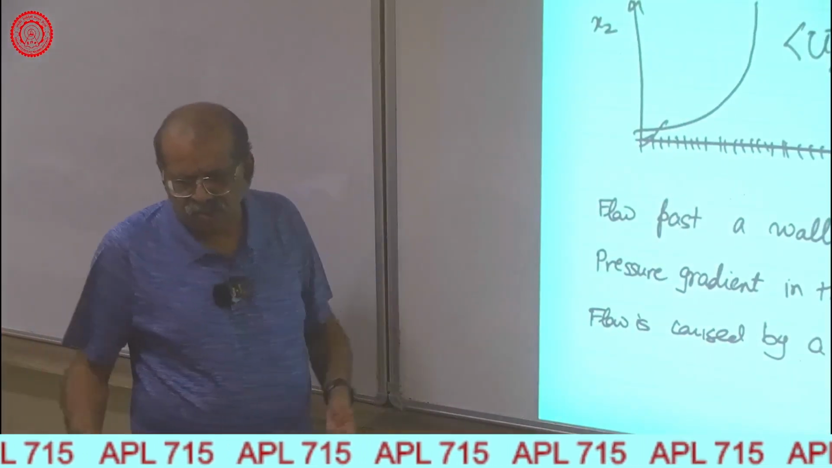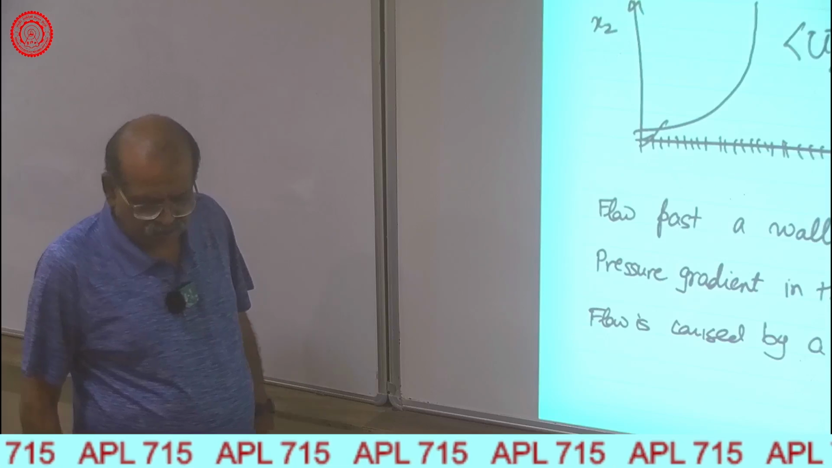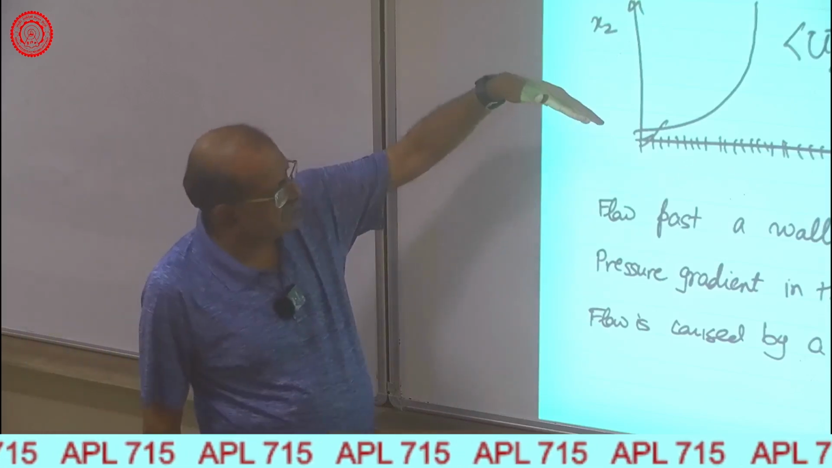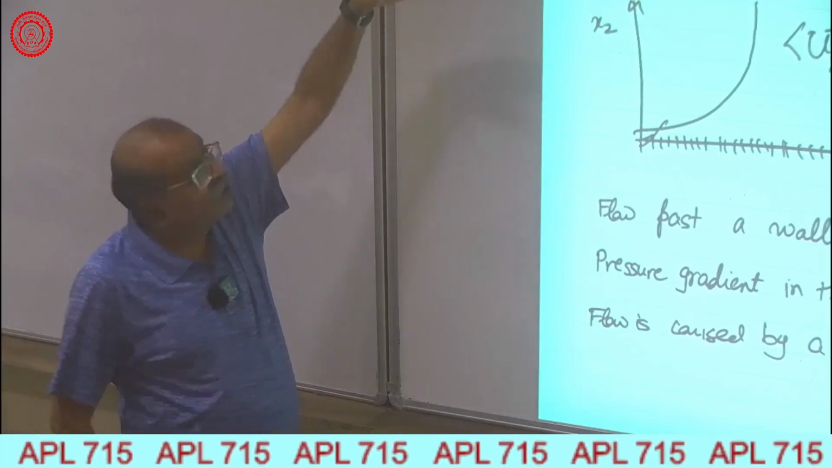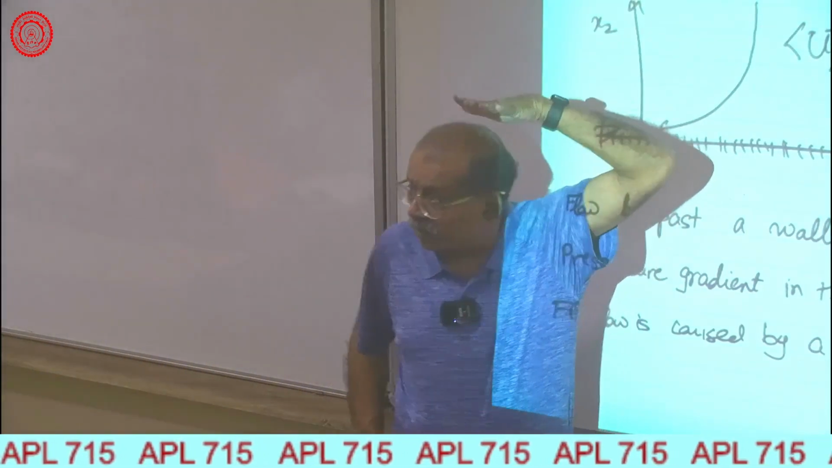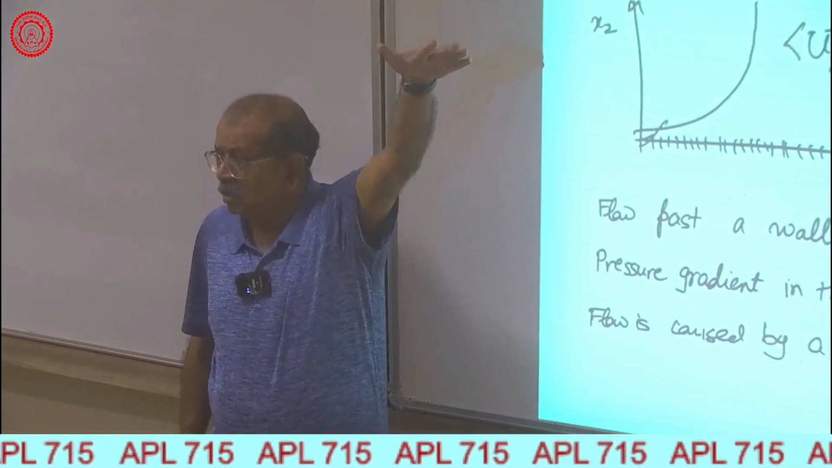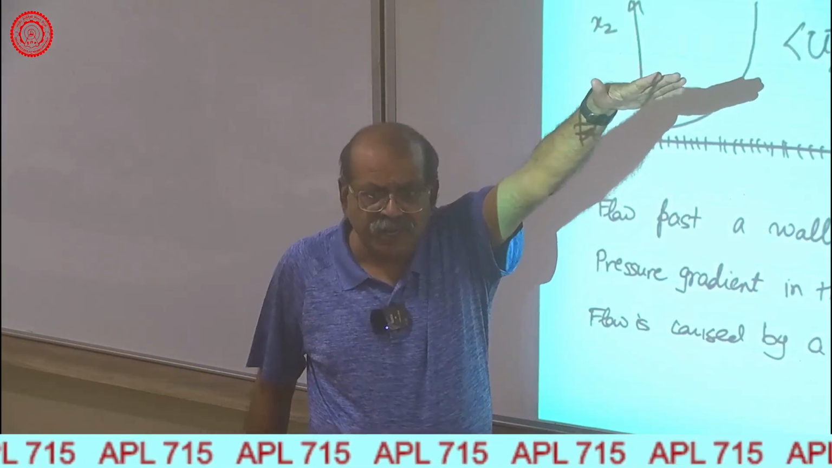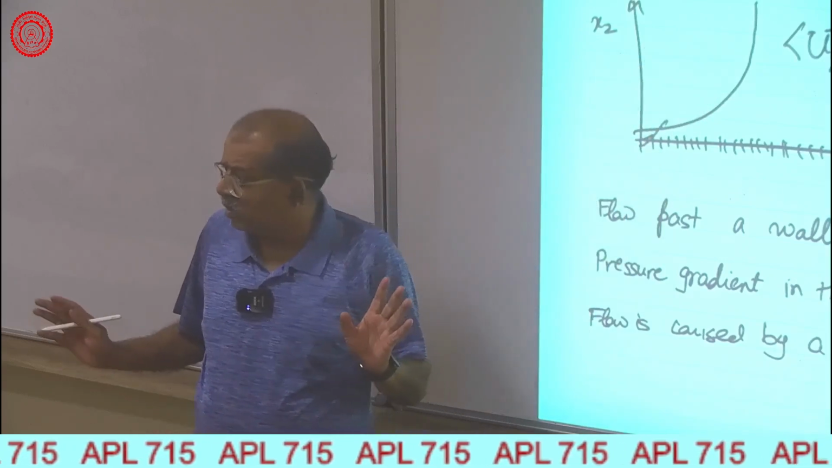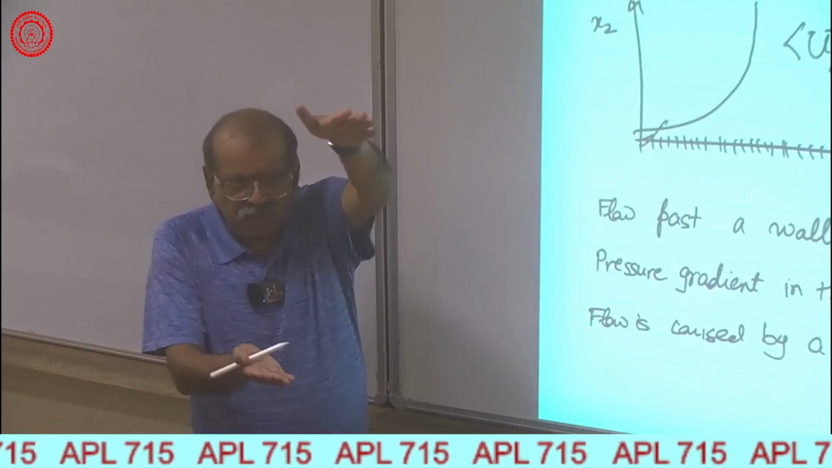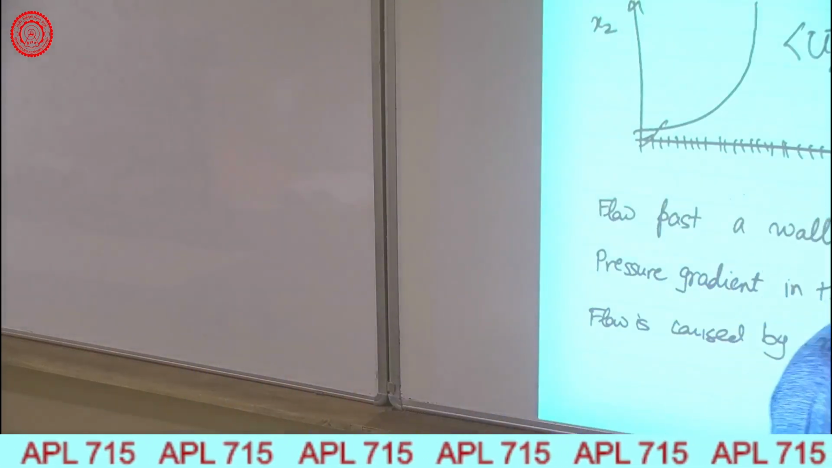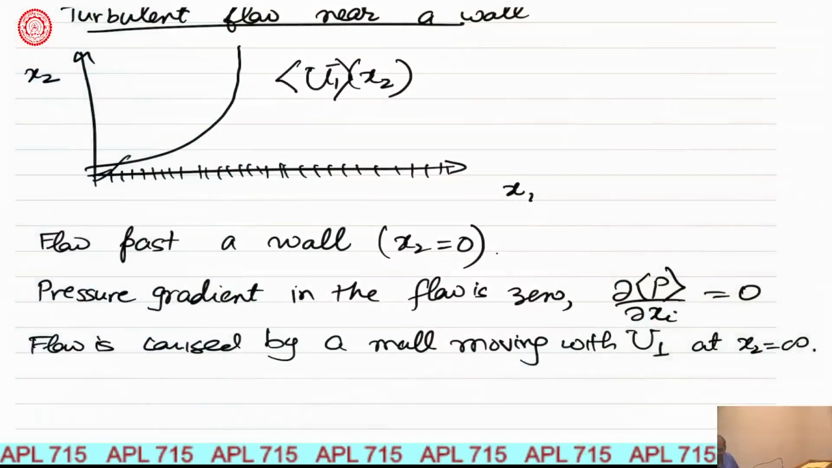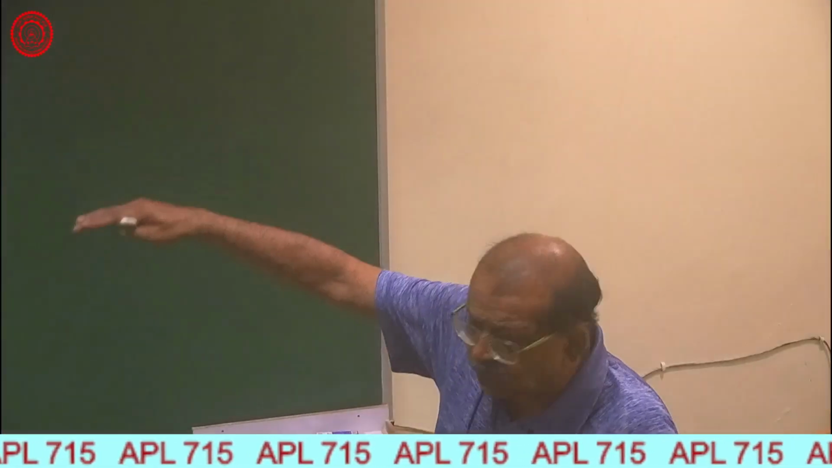Is this going to pass through the origin? Yes, it's passing through the origin. So flow is in the x direction. It is caused by something far away. There is a moving wall which is moving with u1I. So that is causing the flow. Is that clear? In the x2 direction, flow is caused at x2 equal to infinity. So if it is far away, then its effects will come. So that's why it goes to zero eventually.